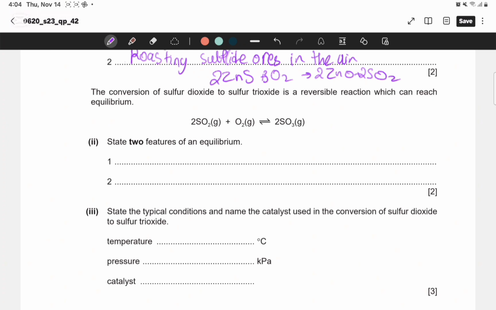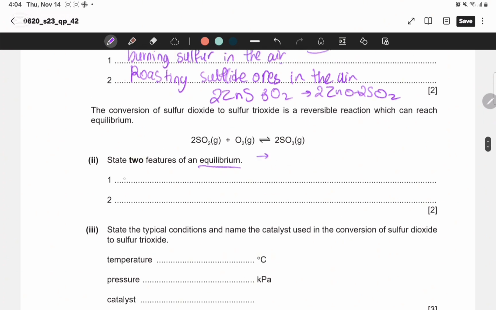The conversion of sulfur dioxide to sulfur trioxide is a reversible reaction which can reach equilibrium. What are 2 features of equilibrium? Okay, so we know in equilibrium, the rate of the forward reaction is equal to the rate of the backward reaction, and the concentration of reactants and products are constant, not equal, constant. And don't write like this unless you want a 0, yeah? Just write the full sentence, please. So the rate of the forward reaction is equal to the rate of the backward reaction, and the concentration of reactants and products are constant.